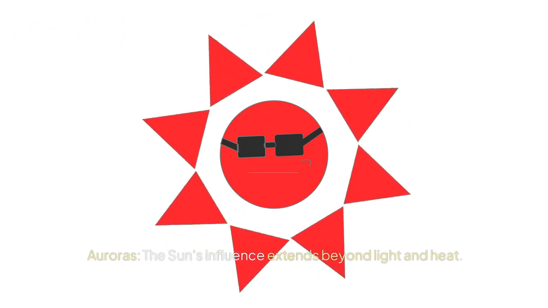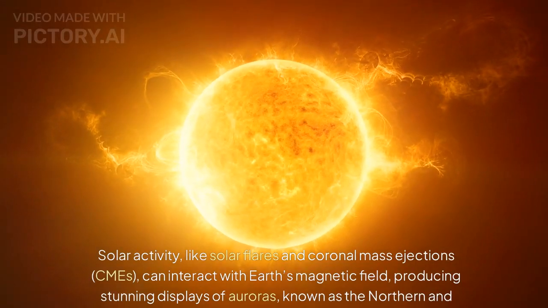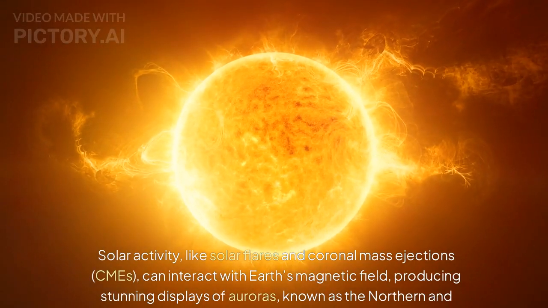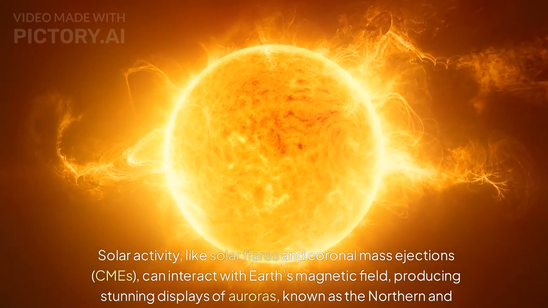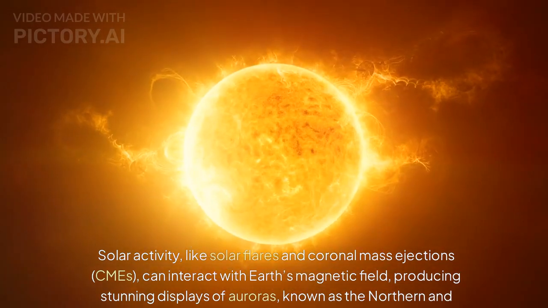Auroras. The Sun's influence extends beyond light and heat. Solar activity, like solar flares and coronal mass ejections (CMEs), can interact with Earth's magnetic field, producing stunning displays of auroras, known as the northern and southern lights.